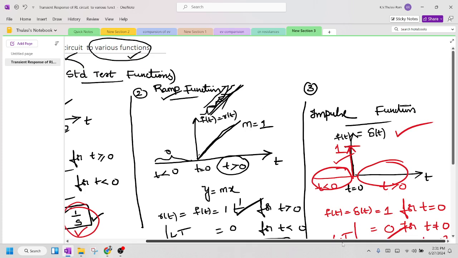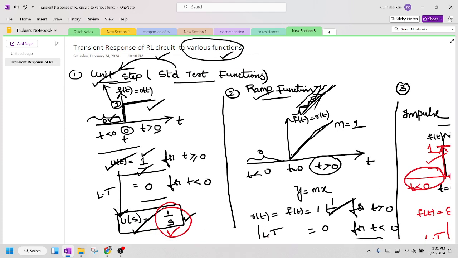What we have learned today are these three different test functions: unit step, ramp, and impulse function. For all these three functions, let's try to find the transient response. Hope you understood the standard test functions. Thank you.